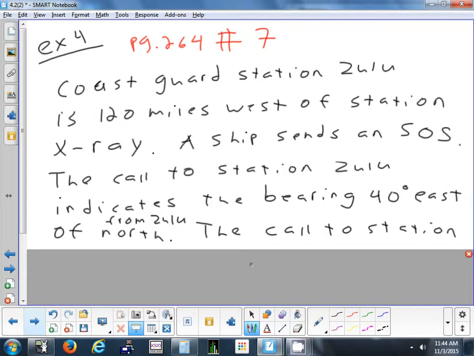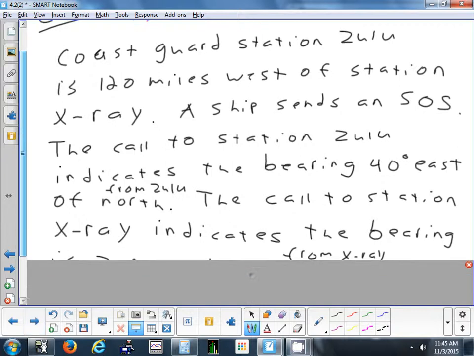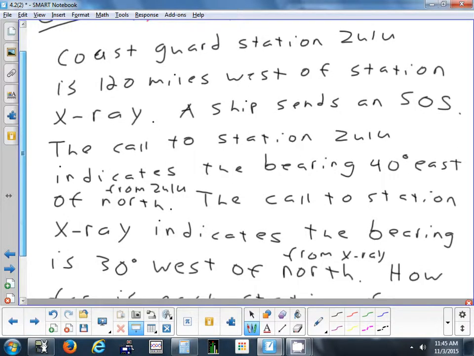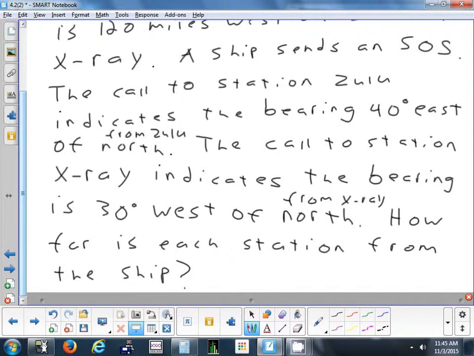All right, so the SOS goes out, and the station Zulu picks it up at a bearing 40 degrees east of north. If you don't know what east of north means, I'll show you, and I'd help you with drawing that on a test. Basically, east means to the right of due north. And we also have a bearing from station X-ray. The bearing here is 30 degrees west of north, which means 30 degrees to the left of due north. Basically, we just want to figure out where is the boat. How far is it from each station?